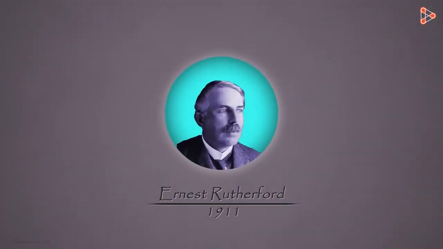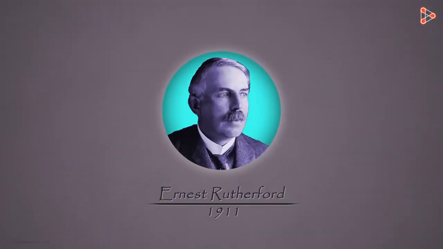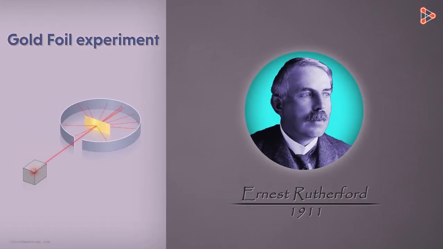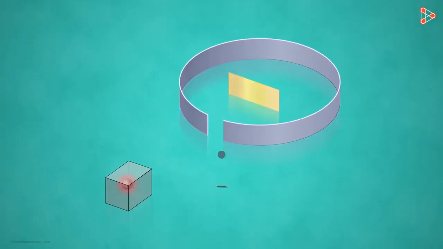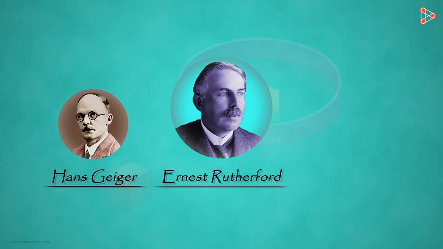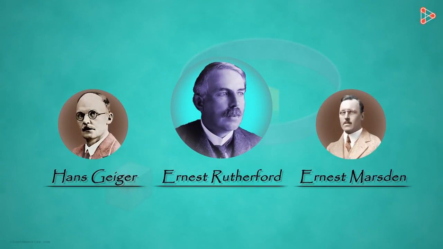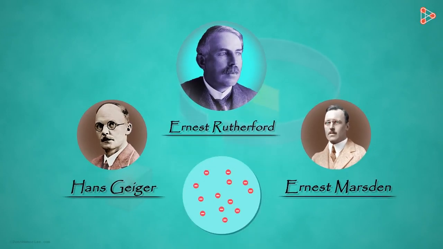Around the year 1911, a British physicist, Ernest Rutherford, carried out the famous gold foil experiment. He did this to understand the structure of an atom. The experiment was carried out by Rutherford along with Hans Geiger and Ernest Marsden. The experiment he performed was a breakthrough in the field of chemistry, which helped him understand the structure of an atom in a more accurate manner.